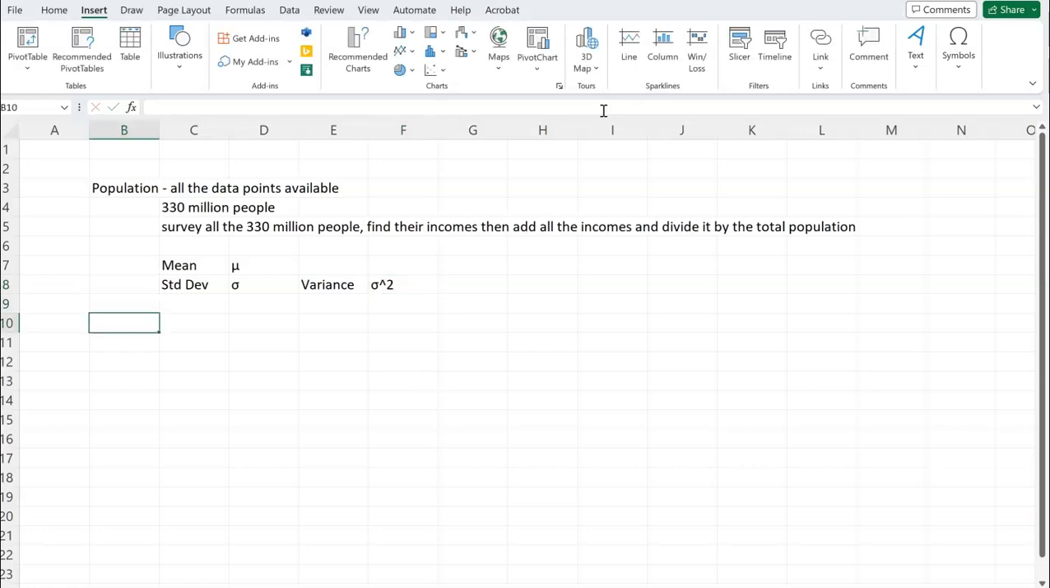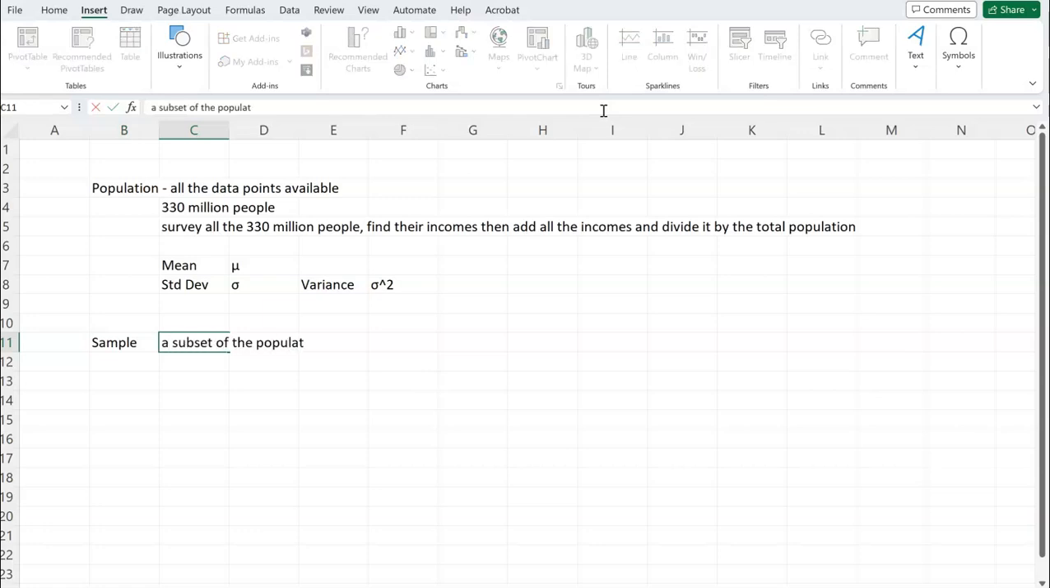Now this is of the population, but surveying 330 million people is very difficult. So the numbers we have been using here are basically from a sample. A sample is a subset of the population. In later lectures, we're going to talk about how to get the sample to mimic the population, and we do random sampling for that.